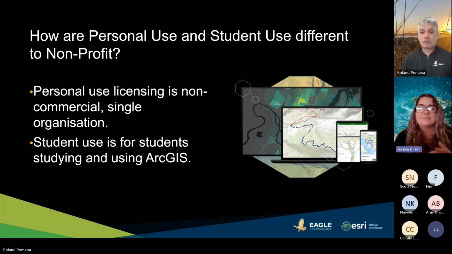Same with student use. It's very similar, if not the same as personal use, but it's catered specifically for students enrolled in higher education to aid with their spatial upskilling. So non-profit licensing, as we've mentioned a few times now, is more specifically for our non-profit customers undertaking commercial and non-commercial work. You can also have a bigger range of people within your organization rather than that singular one person that the personal use and single use is limited to. But again, that difference is that commercial aspect. I don't know if Roland, you want to add anything there?